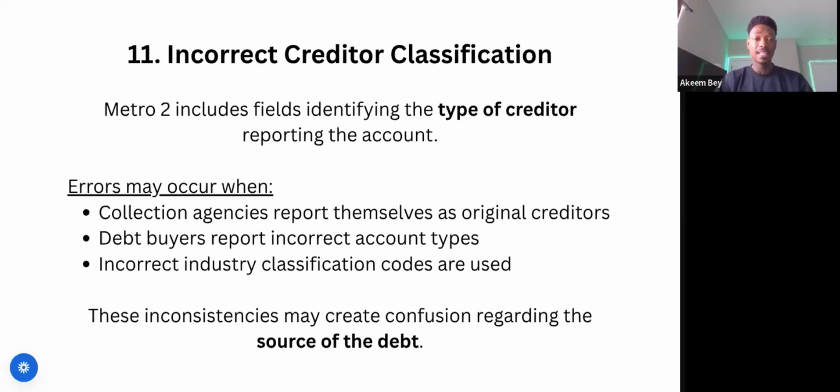The 11th thing is incorrect creditor classification. So Metro 2 also includes a field for identifying the type of creditor reporting the account, right? And some errors that occur with this are collection agencies reporting themselves as an original creditor, or you might see a collection account that doesn't have the original creditor's name, right? Debt buyers report incorrect account types and incorrect industry classification codes, right? And these inconsistencies may create confusion regarding the source of the debt. And again, all of these things that we're going over are going to help you structure your dispute letters in a way that's going to get these accounts removed very fast.